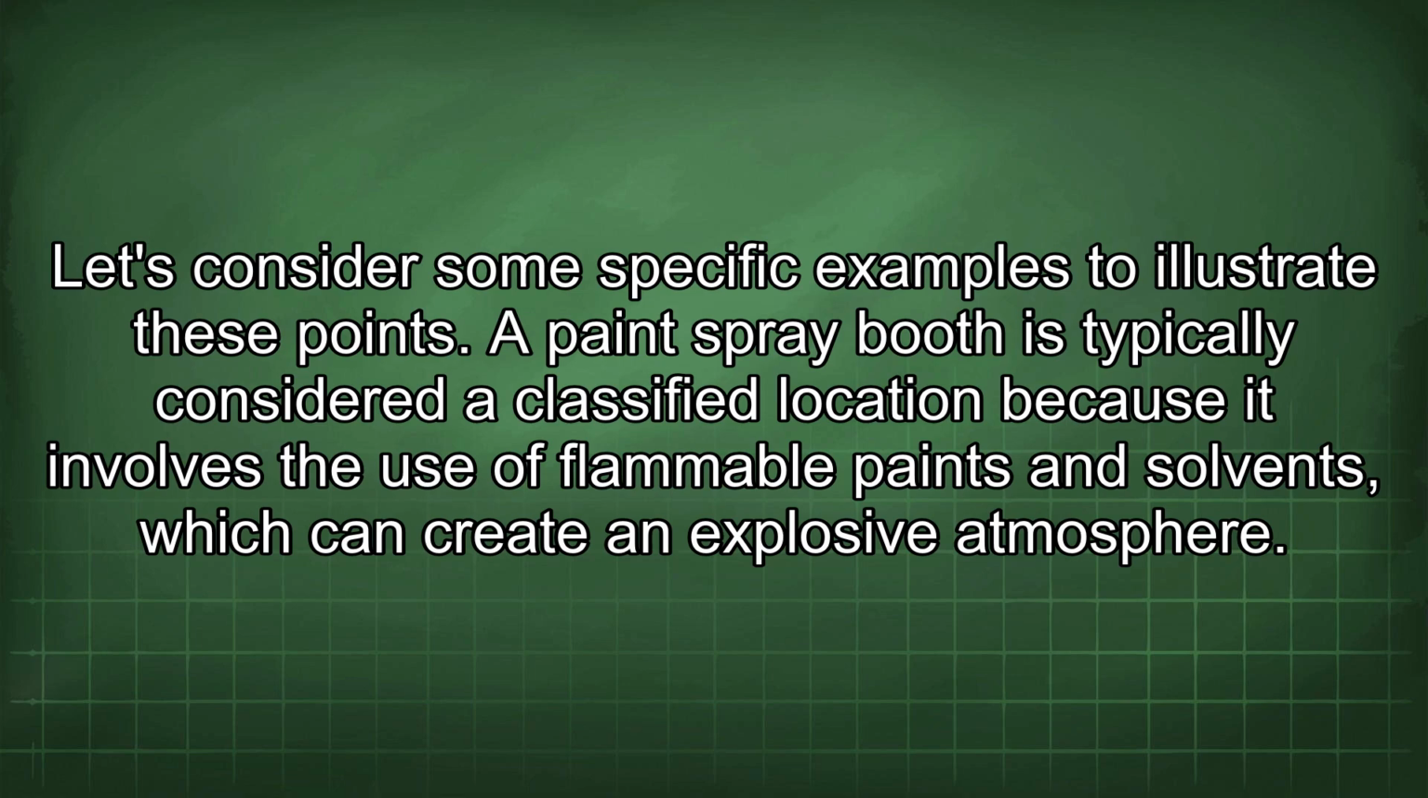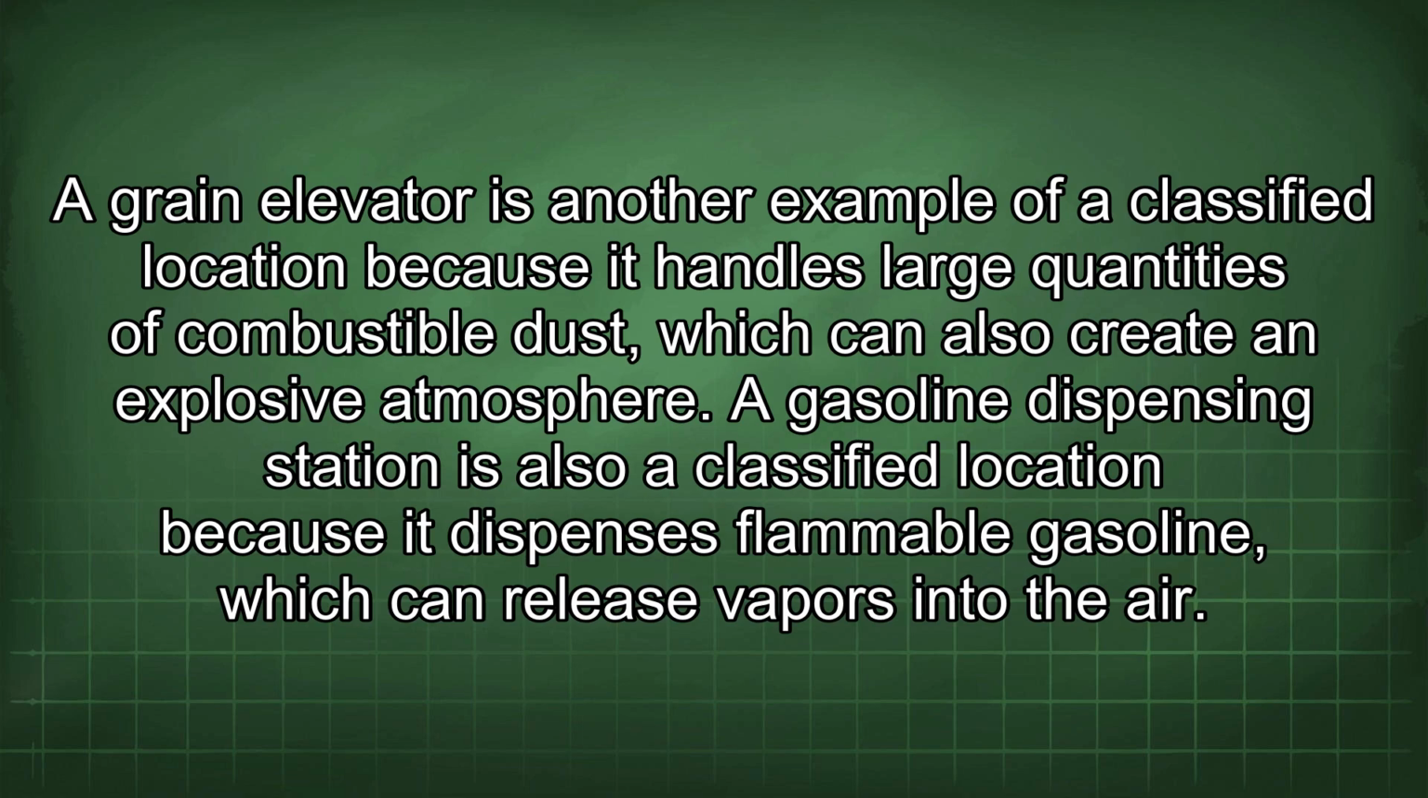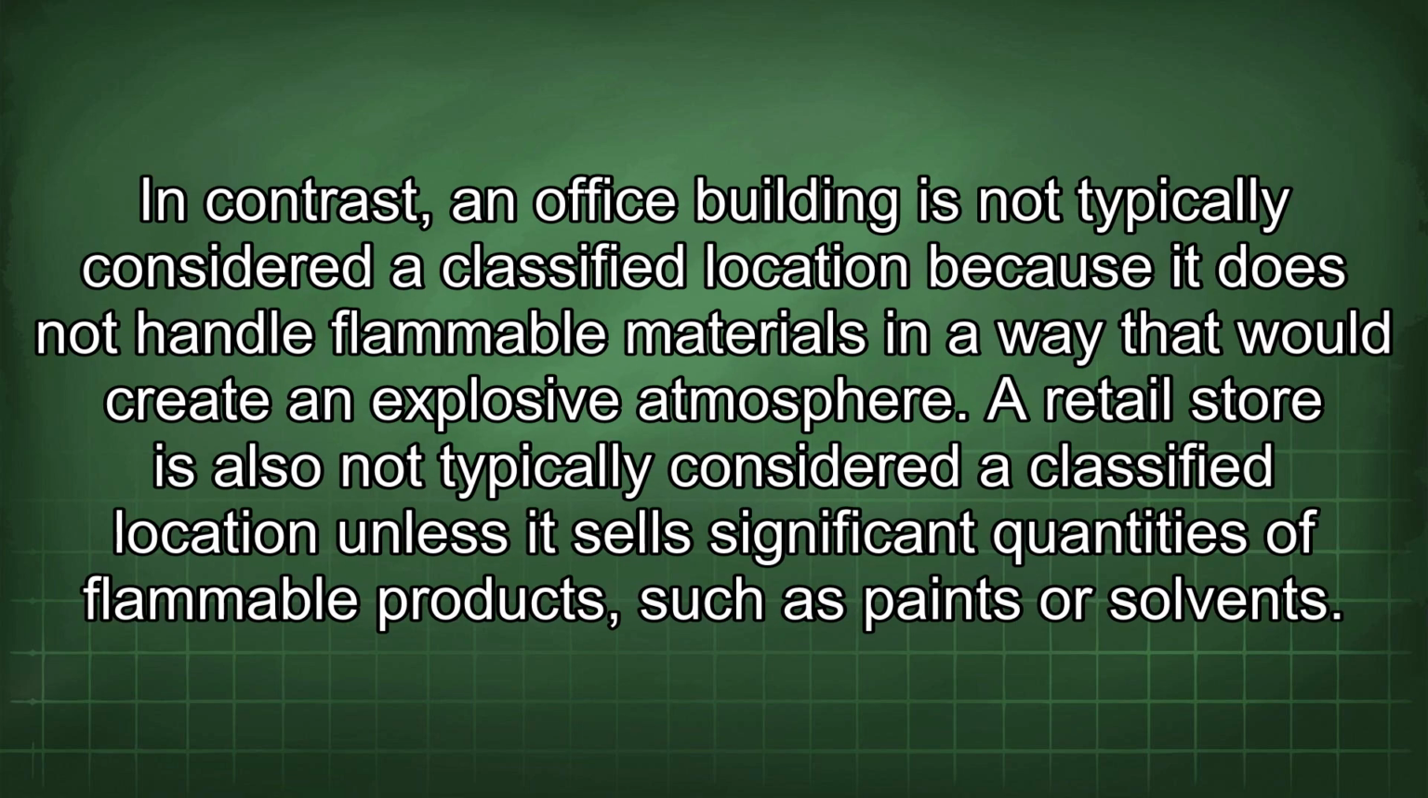A paint spray booth is typically considered a classified location because it involves the use of flammable paints and solvents, which can create an explosive atmosphere. A grain elevator is another example of a classified location because it handles large quantities of combustible dust, which can also create an explosive atmosphere. A gasoline dispensing station is also a classified location because it dispenses flammable gasoline, which can release vapors into the air. In contrast, an office building is not typically considered a classified location because it does not handle flammable materials in a way that would create an explosive atmosphere.